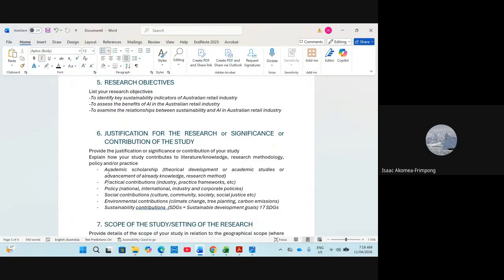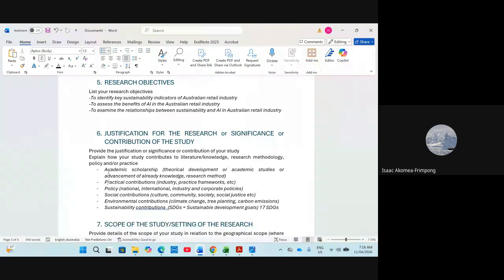Sustainability in general, and this one you look up to the SDGs, Sustainable Development Goals, the 17 SDGs. How is your study helping us to address any of the 17 Sustainable Development Goals? The question that somebody will ask is, so Doug, do I have to mention all these? No, you can mention one or two of this. You can focus on the academic, which is the theoretical, and then the practice, and that's it.